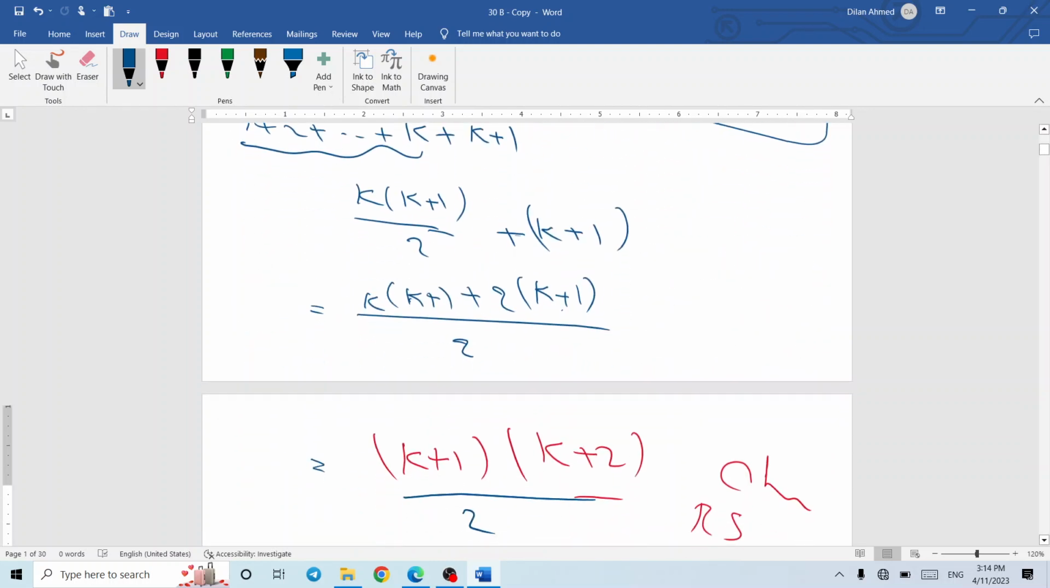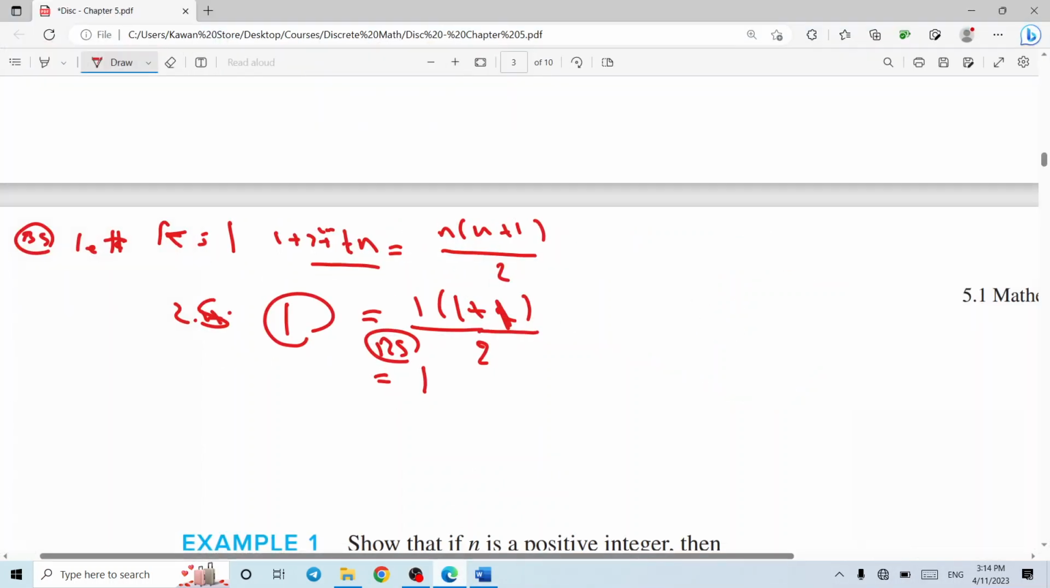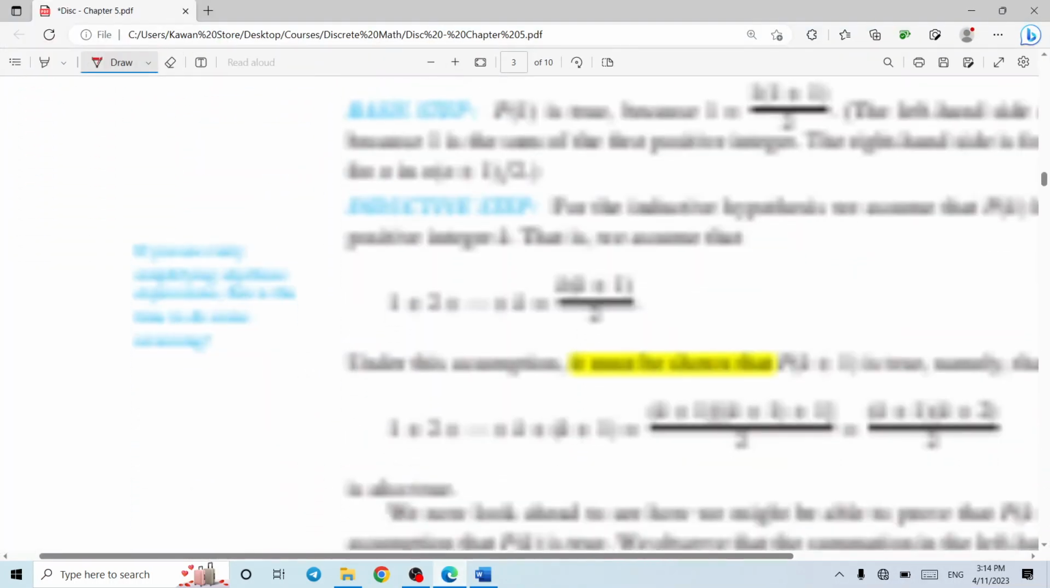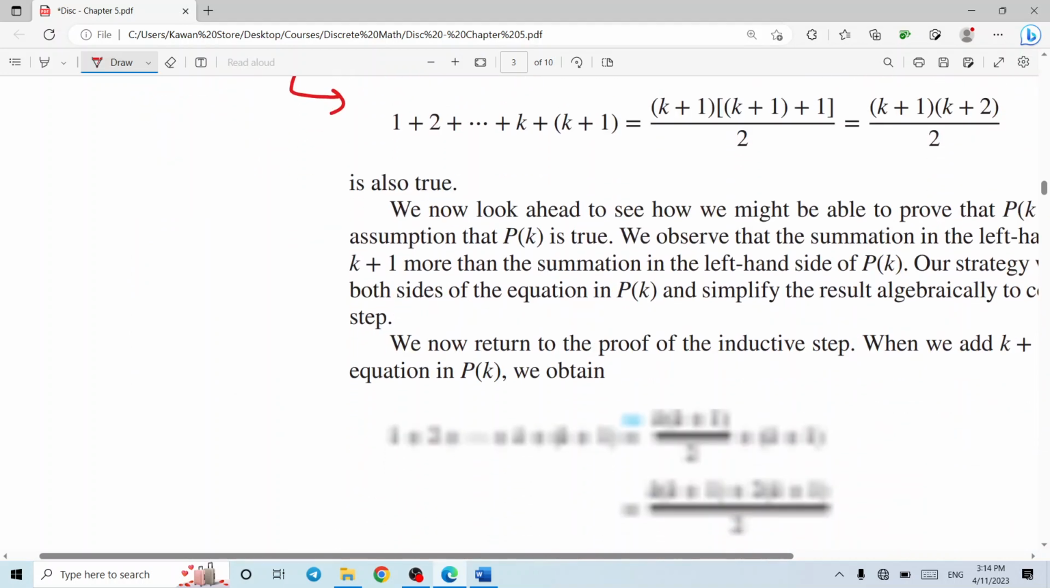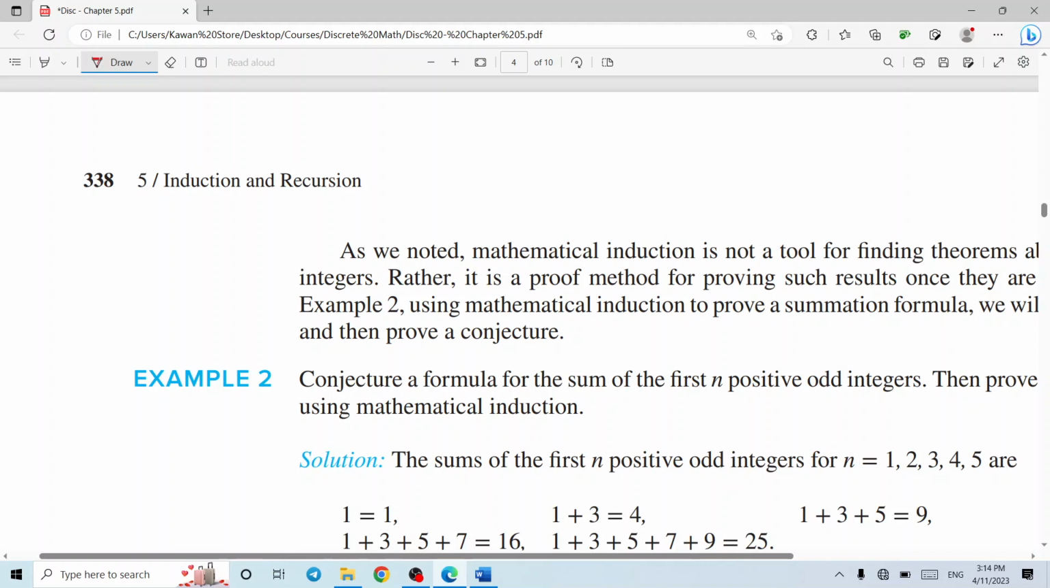Okay. Maybe 50%. Now the second example will help you more. Look at the second example. And of course you should help me. Yalla.